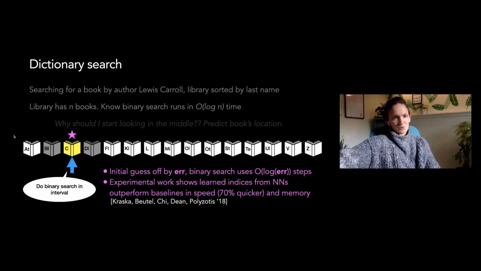So just to summarize, what's the point with this example? The point is that you can do much better in binary search if instead of starting to look in the middle of your library, you started to look at the beginning because you had this additional information. In particular, your win is from an order log n time algorithm to an order log error time algorithm. Okay, so I'm going to say that's dictionary search for now, and we're going to come back to this example a few times throughout the talk.